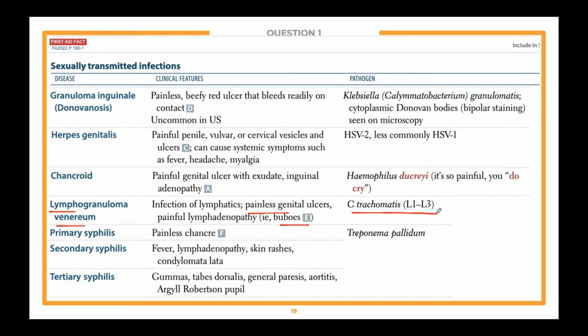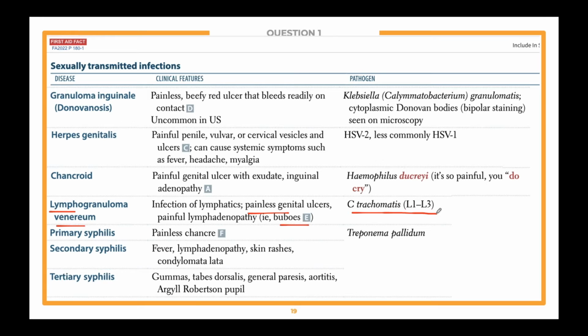Chancroid, that is a painful genital ulcer. Our patient's was painless, okay? You can have inguinal adenopathy, but what pushes against that is the fact that in that condition, it's painful, okay? Herpes simplex virus or herpes genitalis. You can usually get vesicles that then open and become ulcers, but they're usually painful, okay? And in this case, we're told that they're painless.